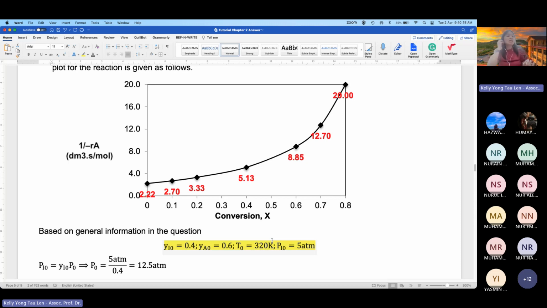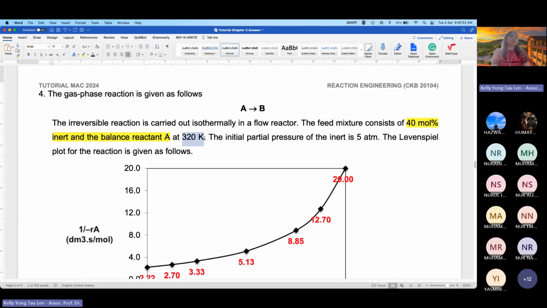But you must also understand that not all reactions are isothermal. There are reactions that emit heat, produce heat, and there are reactions that need heat to be absorbed. In that case, definitely the initial temperature and the reaction temperature are no longer the same. So it's important for you to determine that T naught is not necessarily the same as T, until they mention isothermal. If they mention isothermal, then yes, T naught equals T. So T naught is given as 320 Kelvin.